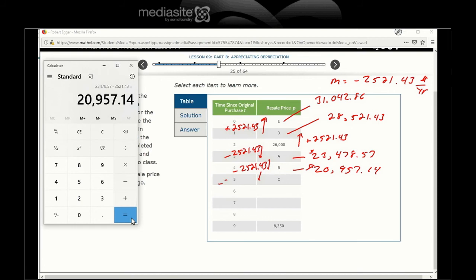And subtract again. Year older, another year less value, for 18,435.71. And let's just do it. Let's do another one. Okay, and one more. And one more.